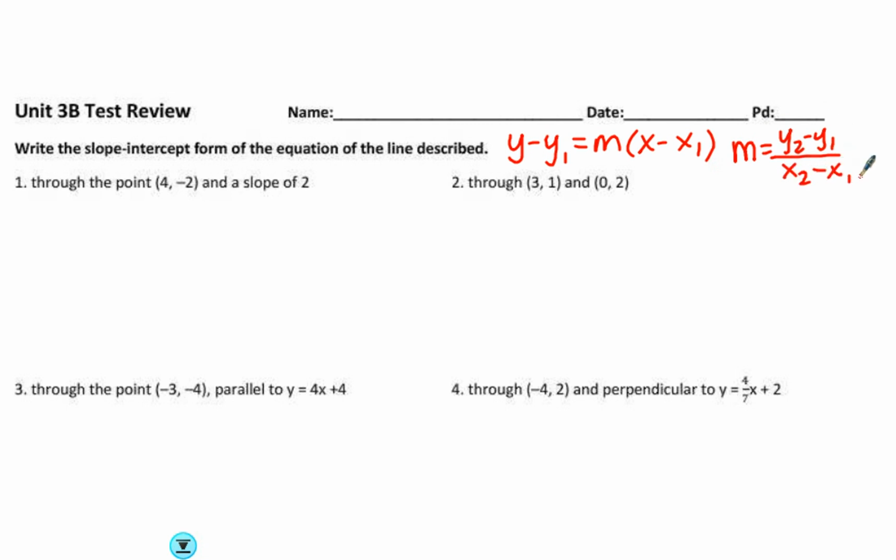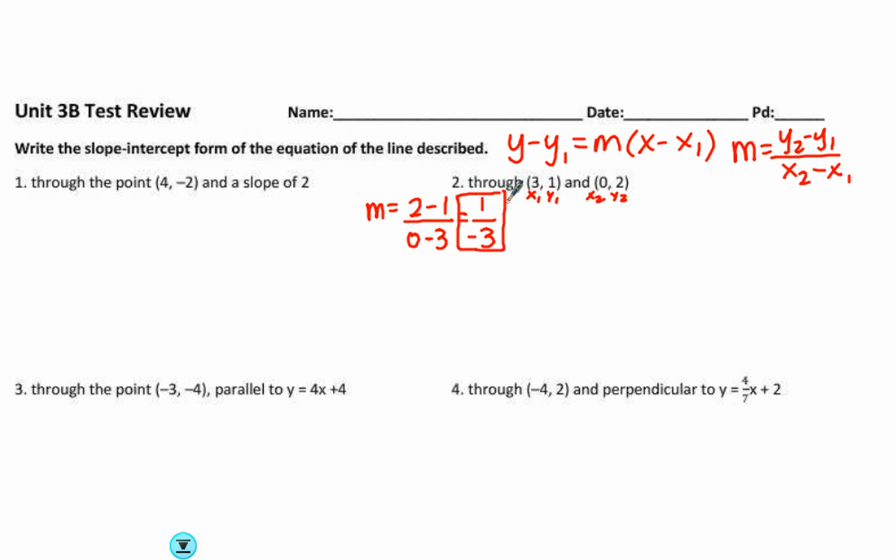And so if you look here at number 2, they actually did not give us the slope this time. So first I need to identify what that is first. So m equals, remember you can label these points. So I will have y2 minus y1 over x2 minus x1. 2 minus 1 is 1. 0 minus 3 is negative 3. So my slope is going to be negative 1/3.